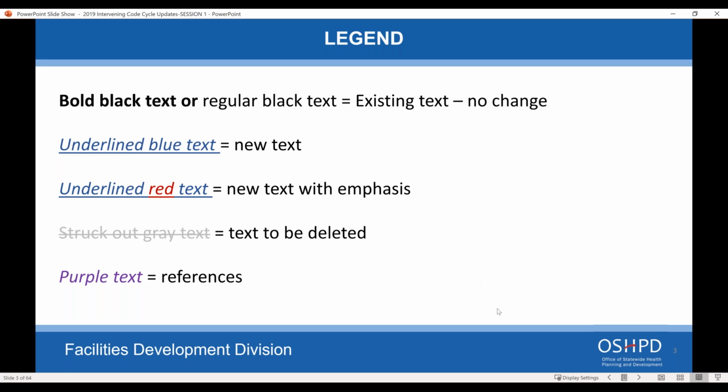So kind of some basics today. We tried to color coordinate what's changing. So bold text or regular black text is existing and there's no change. Underlined blue text is what we're adding to the code. And if it's underlined blue with a red wording there, that's just for emphasis. And also, if it's gray and struck out, that's the old language, sometimes useful to see what it used to say. And any purple text is just for reference. We might be talking about something and pull in a definition.